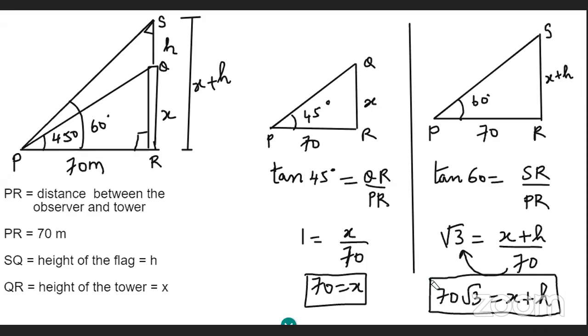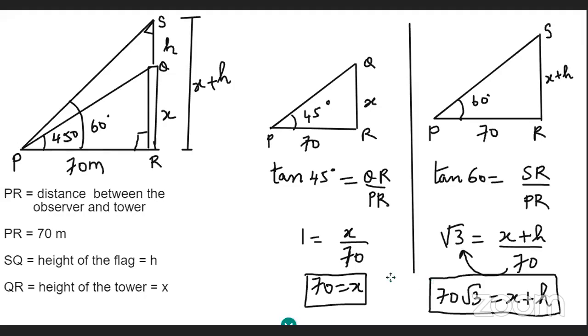If all have done, then I'll go to the next step. Any doubts, please ask me now. Is it clear with the two triangles, how to break it into two triangles? One is 45 degrees and the other is 60 degrees.